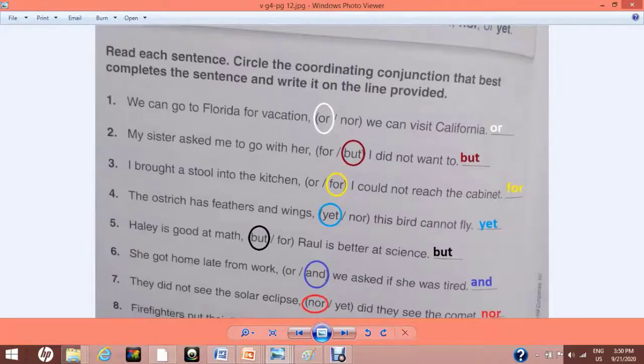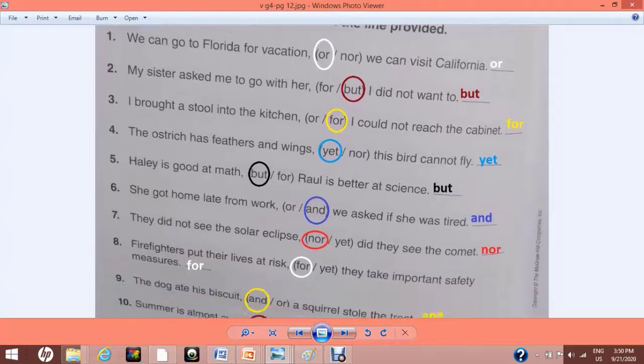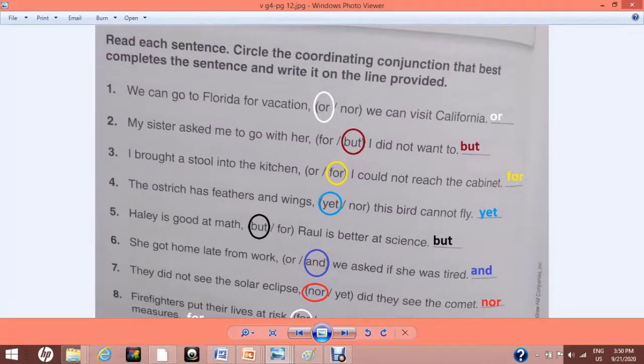Read each sentence, circle the coordinating conjunction that best completes the sentence and write it on the line provided. On page number 12, we have got 10 questions. For each question, we have got two conjunctions. One is wrong, the other will be correct. So we are going to circle the suitable and correct conjunction and ignore the remaining one.